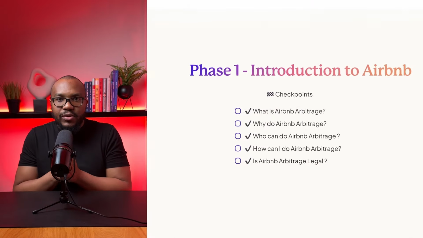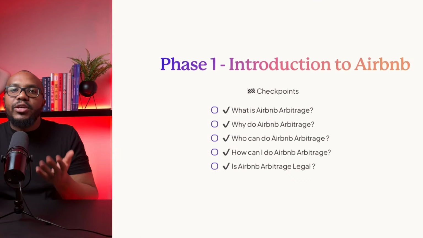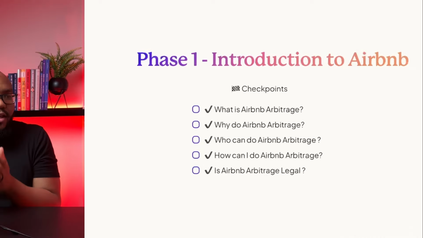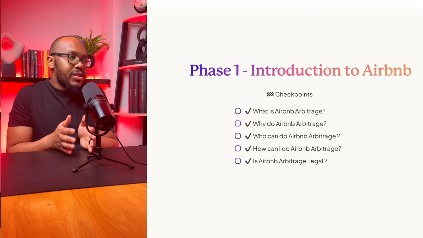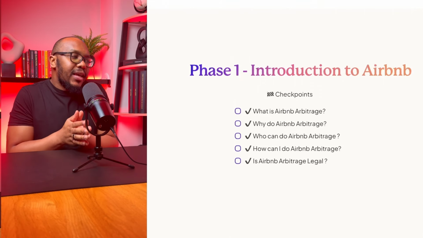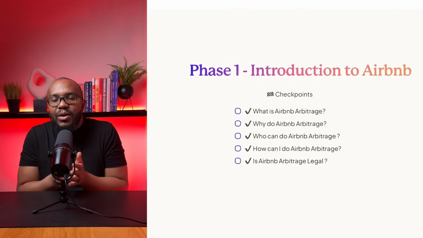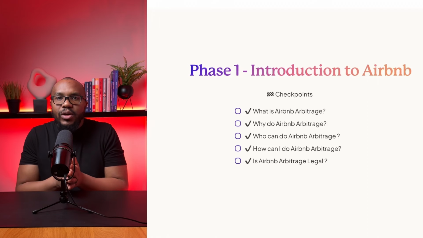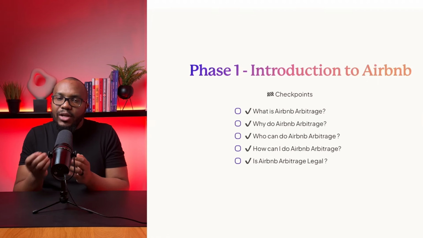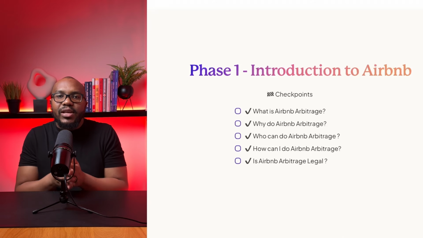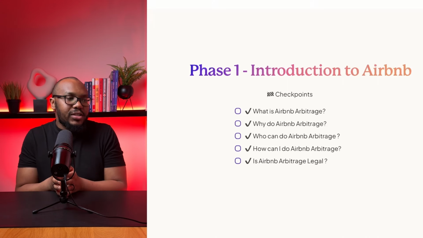Okay, let's jump on to the first phase. First phase is introduction to Airbnb. The checkpoints we're going to go through here are like 4 to 5 checkpoints. Checkpoint number 1 is what is actually Airbnb arbitrage. Other people call it rent to rent. Other people call it serviced accommodation, short-term rentals, short-term lets, all these kind of names. It all comes down to one thing, one name and one strategy.